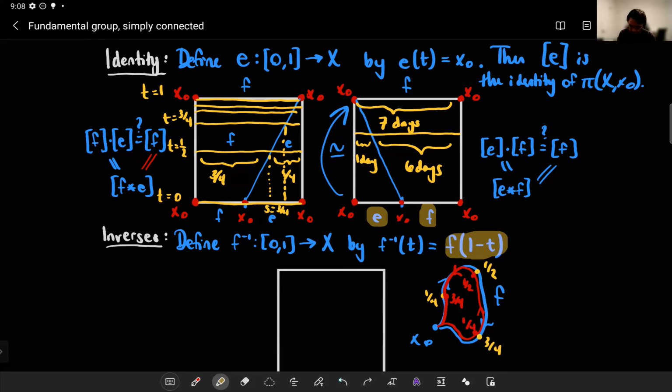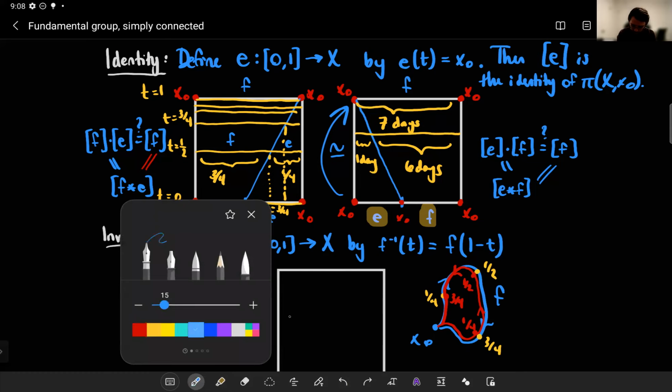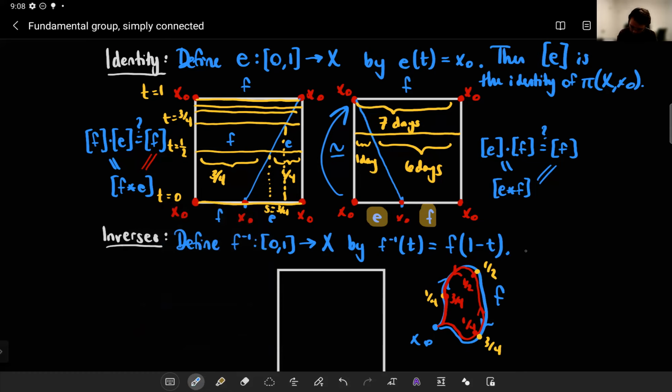We know that the composition of continuous maps is continuous. You can verify that this still starts and ends at X0. So lo and behold, it works. And our claim is going to be that the homotopy class of F inverse is predictably the inverse of the homotopy class of F.